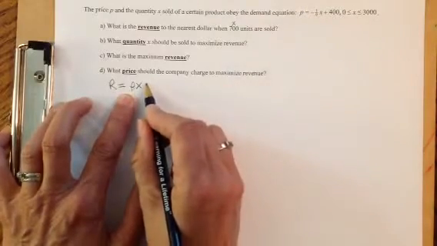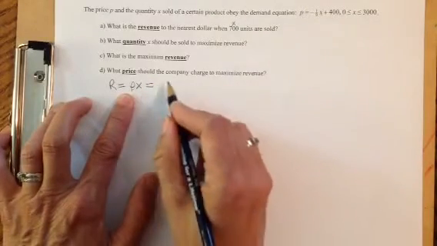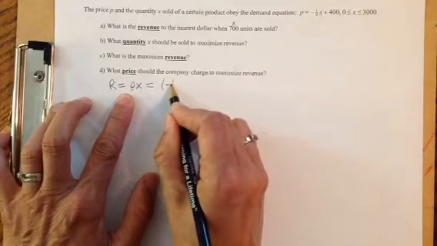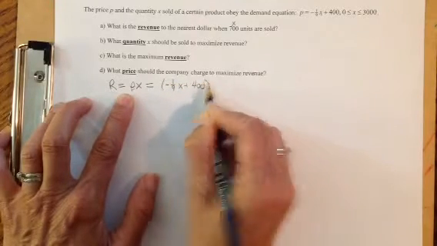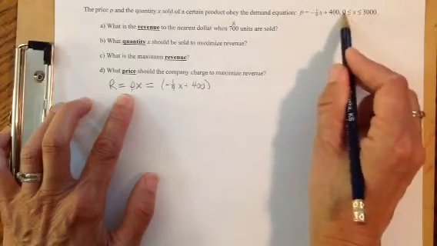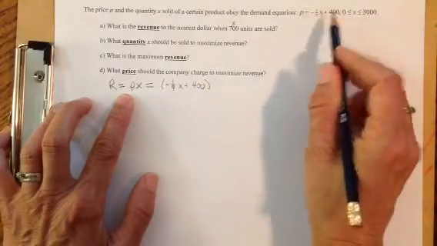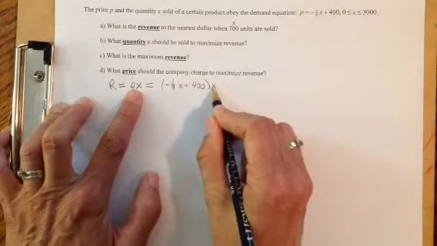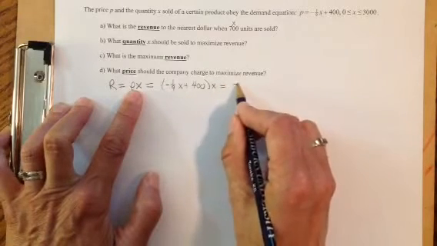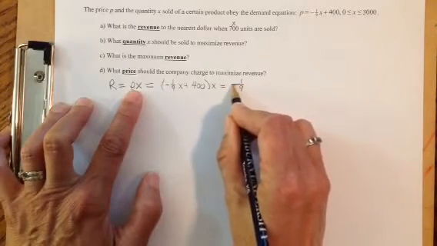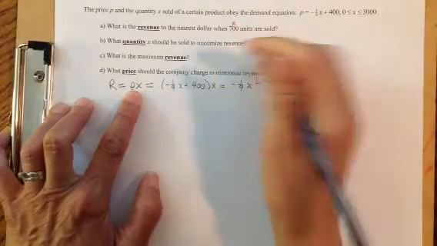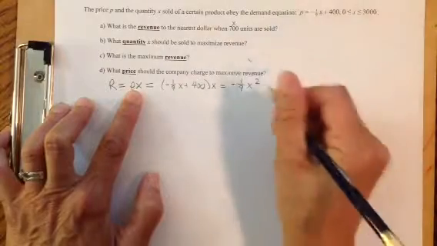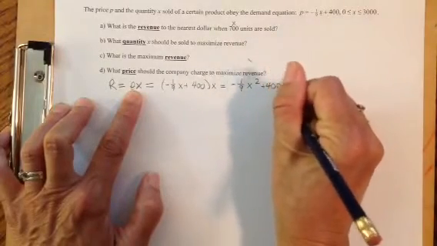Now to start off, I'm just going to first get the overall formula here. If I take my formula for P, which is negative 1/9 X plus 400, I don't put this part in, that's just restrictions, it's not part of the actual equation, and then I multiply that by X. Of course, when you distribute, we get negative 1/9 X squared plus 400 times X.